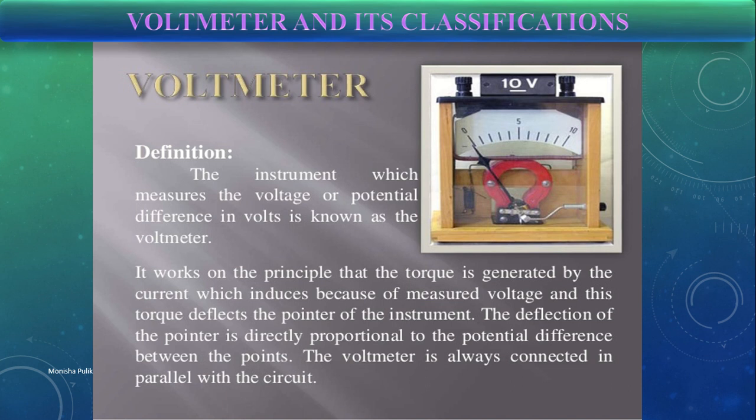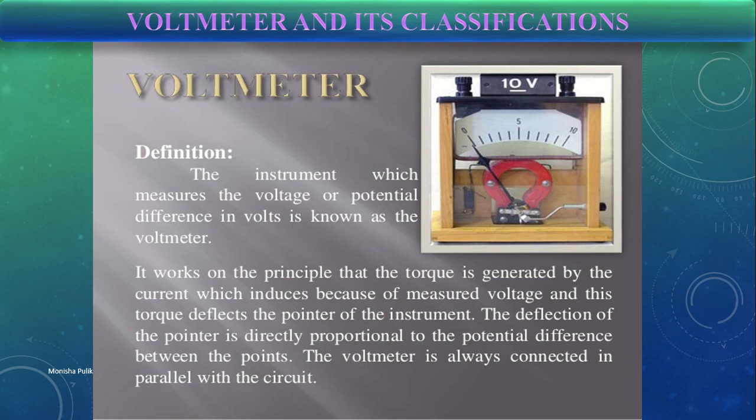So what is this voltmeter? Here you can see a diagram which is an olden day voltmeter. The instrument which measures the voltage or potential difference in volts is known as voltmeter. It works on the principle that torque is generated by the current which is induced because of the measured voltage. And this torque deflects the pointer of the instrument. You can see a pointer there. The deflection of the pointer is directly proportional to the potential difference between the points. And the voltmeter is always connected in parallel with the circuit.